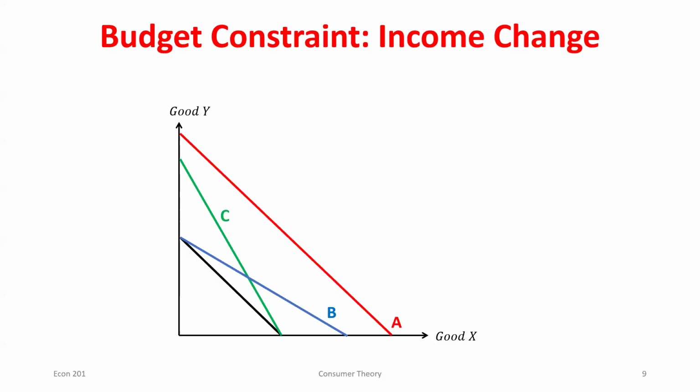Now, what about going from the original black line to the blue line? Well, if I'm only buying Y, I can afford to buy the same amount. If I'm buying B, I can now buy more. So what must have happened? The price of the, oh, sorry, I'm only buying B's.